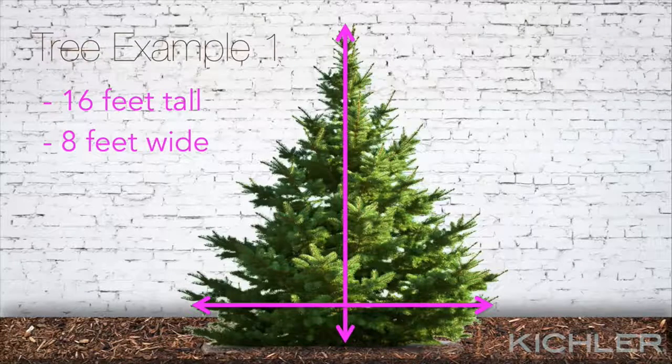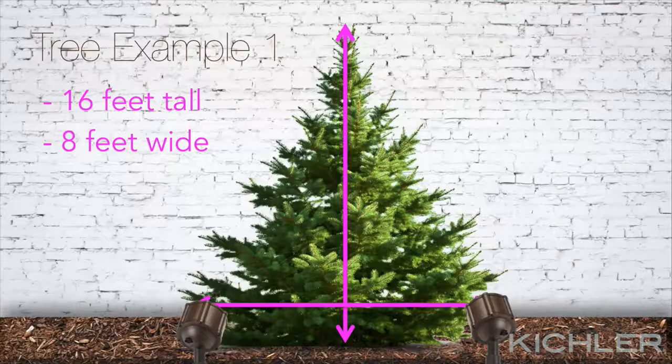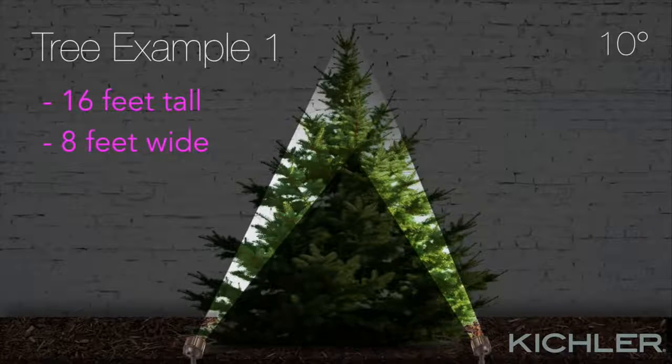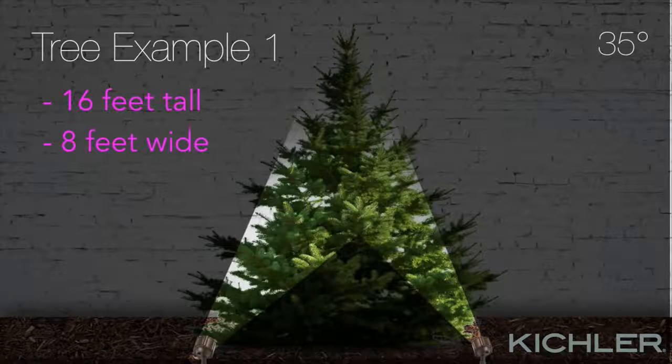A medium-sized tree like this is best lit from the outside, and we'll place 2 fixtures on either side of the tree for a cross-lighting effect. What beam spread should we choose? With a tree like this, we'll want the widest possible beam spread so that as much of the tree as possible is illuminated. We can see that a 10-degree beam and a 35-degree beam both leave a dark area in the center, which makes it somewhat difficult to see.